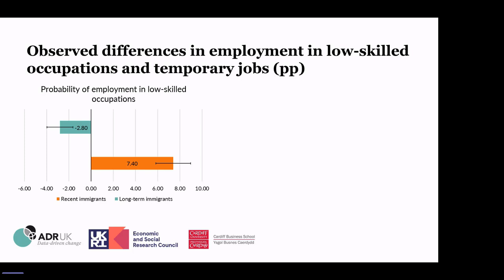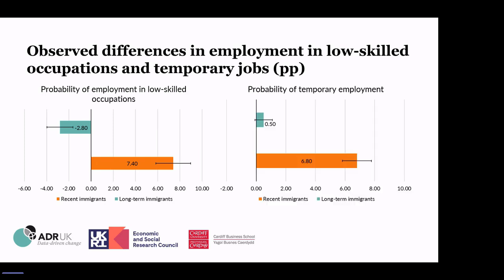In terms of probability of employment in low-skilled occupations, long-term immigrants are slightly less likely to be employed in low-skilled occupations, while recent immigrants are significantly more likely to be employed in these roles. And in terms of probability of temporary employment, we find that, again, more recent immigrants are significantly more likely to be employed in this type of contracts, while long-term immigrants do not exhibit any statistical difference relative to UK-born employees.